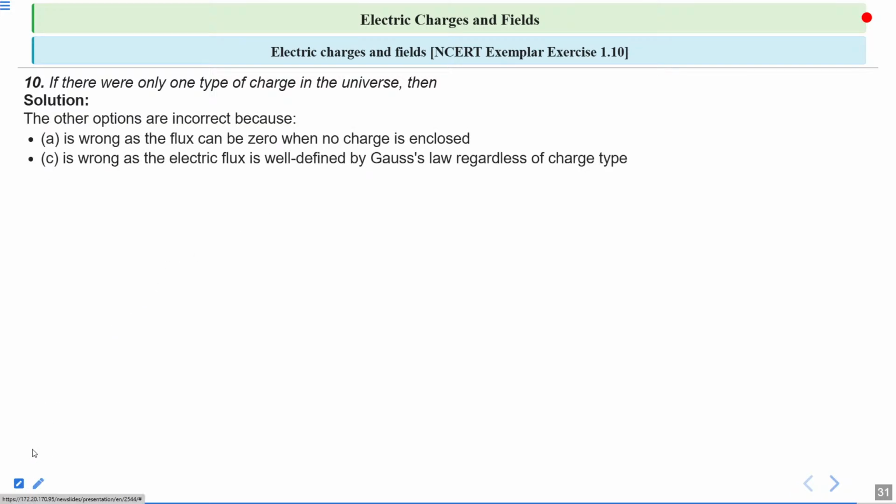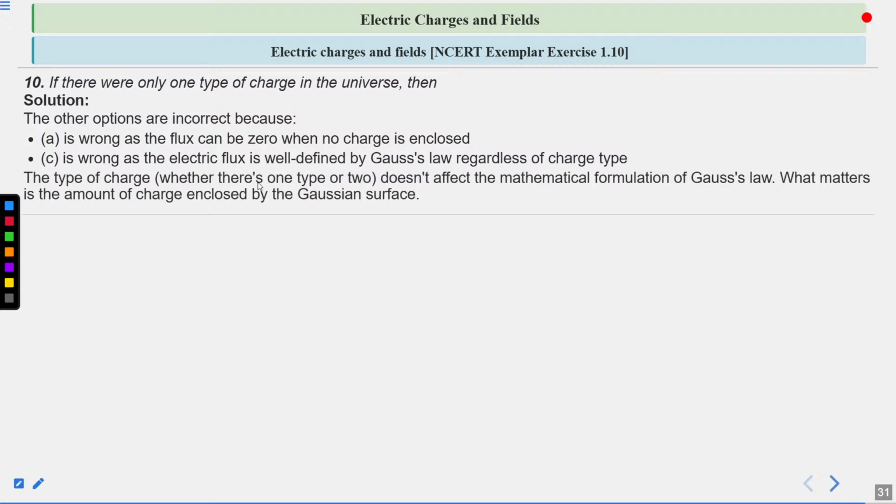So the remaining options, A and C, are wrong. Flux can be zero when no charge is enclosed, and electric flux is well defined from Gauss's law regardless of the charge type. So whether there is one type of charge or two does not affect the mathematical formulation of Gauss's law. It depends on the total charge enclosed by the closed surface. Thank you for your attention.